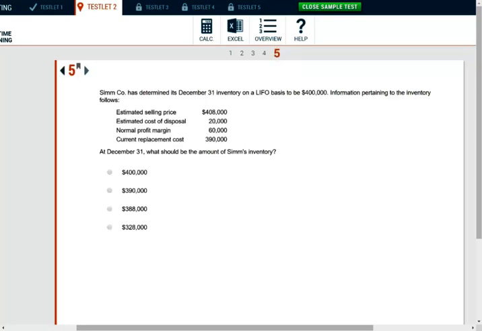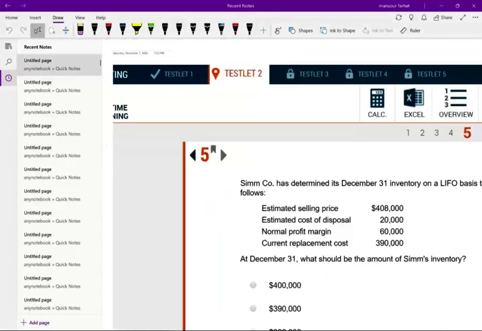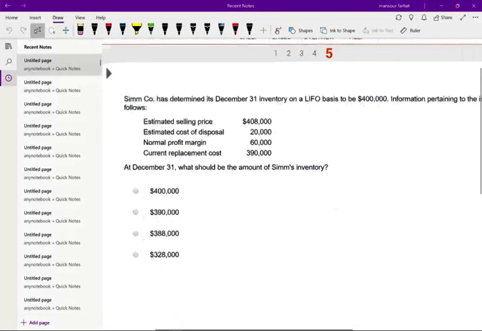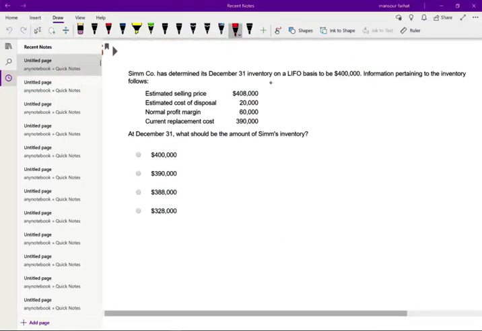Well, this question requires computation. Let's go ahead and transfer this to my notepad, then we can work it. SIM company has determined its December 31st inventory on a LIFO basis at 400,000. Information pertaining to the inventory is as follows. The cost is equal to 400,000. Estimated selling price is 408. Estimated cost of disposal is 20. Normal profit margin is 60,000. Current replacement cost is 390. What should be the amount that SIM inventory should be reported at?